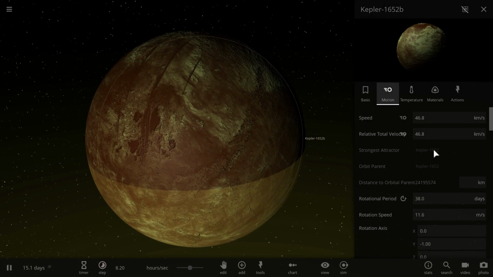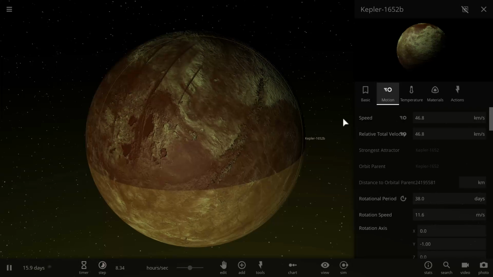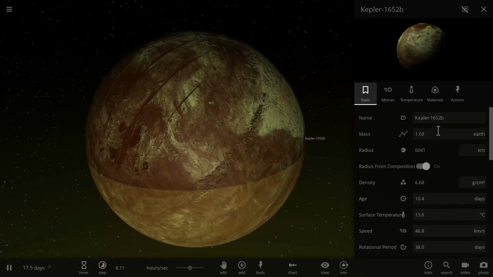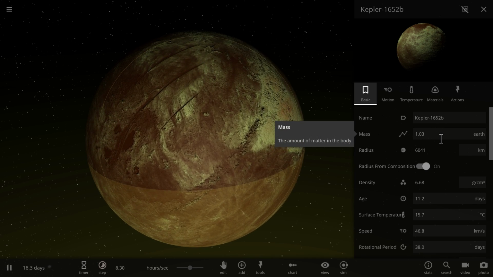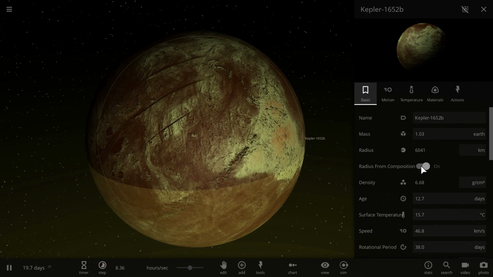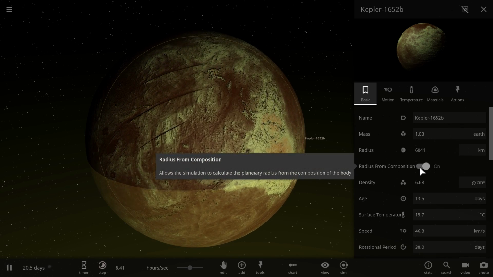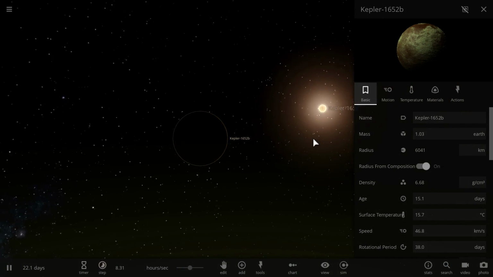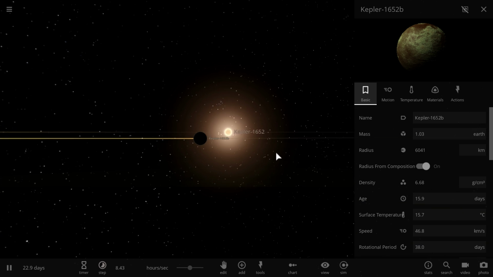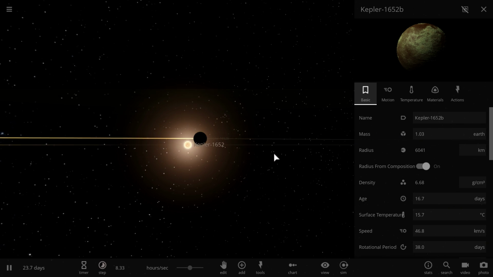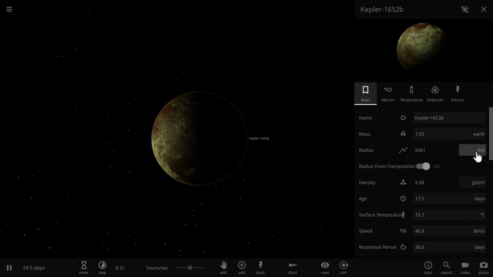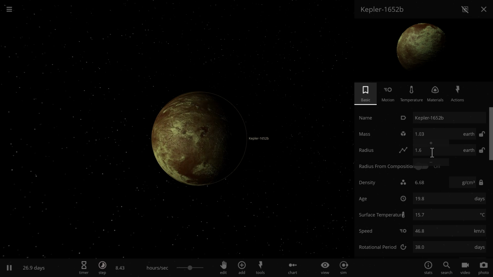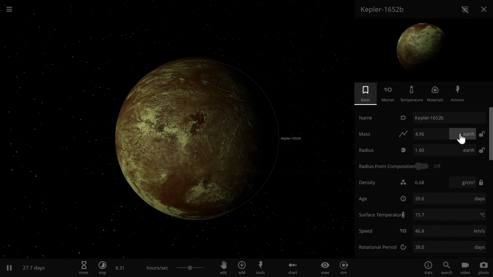Now let's change the way it looks and the way it is as well. We're going to start by changing its mass, making it a little bit more realistic. Although we don't really exactly know its mass, we do know its radius. We found this object by looking at its passage in front of its star. And because of this, we're able to see its radius. So we know it's about 1.6 radii of Earth. So we're going to change that right here, making it about 60% larger than Earth.